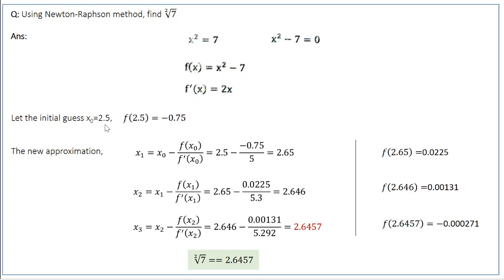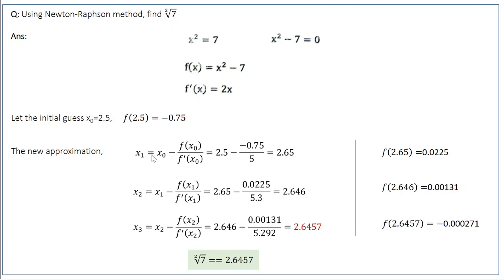And let me cross check. So I find out f of x0, f of 2.5, this is minus 0.75. So I need to make sure that f of x0 is not equal to 0, right? If it is equal to 0, that is your exact solution. Your initial guess is the exact solution. And there is no point in doing this iteration, right? Okay. Now I need to improve upon my initial guess.